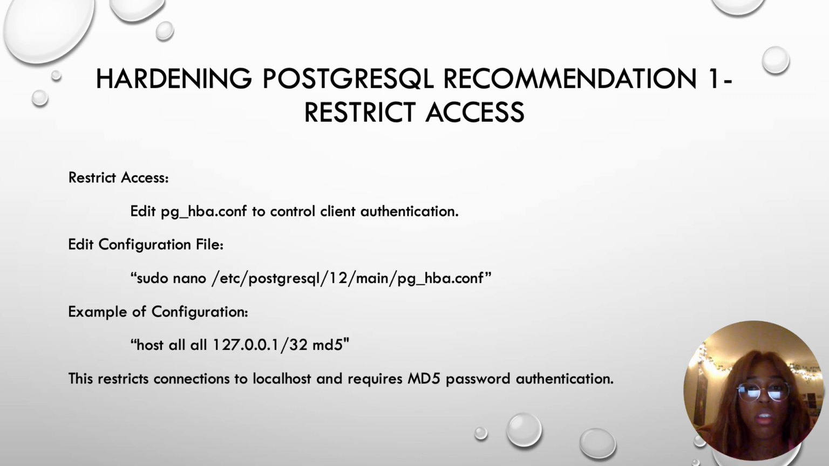And this is how you would implement the recommendation of having access to this. So you would edit the access control list, configure file, and so you would have something like such, so host all, and then all that are on here. This restricts connection to localhost and requires MD5 password authentication as well, which is what, if you look at the example, is used there.